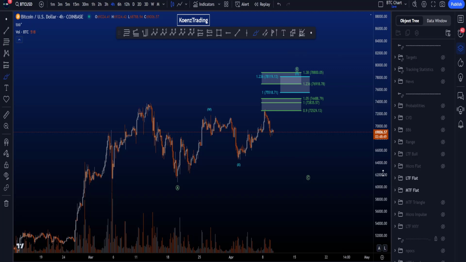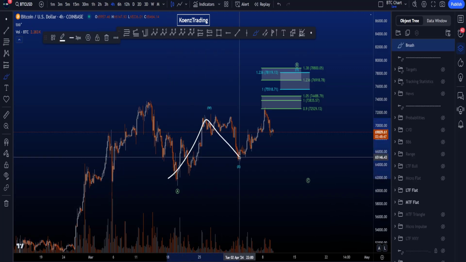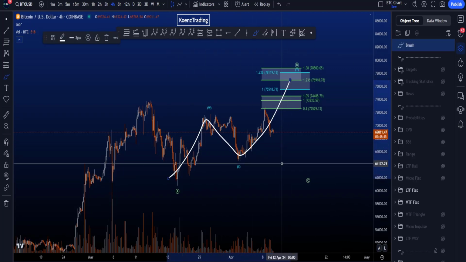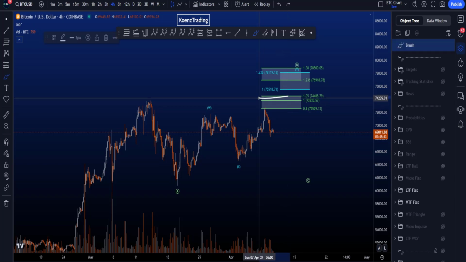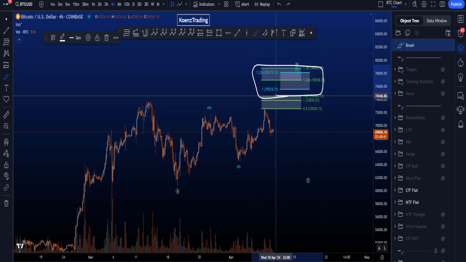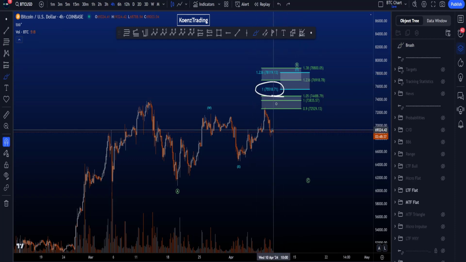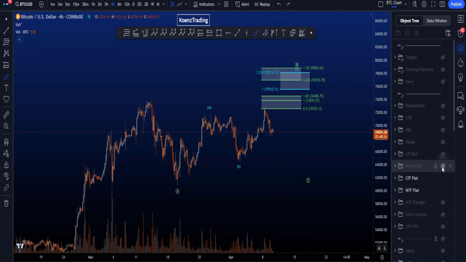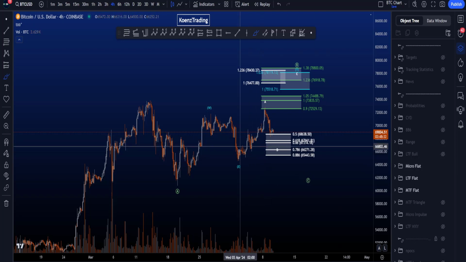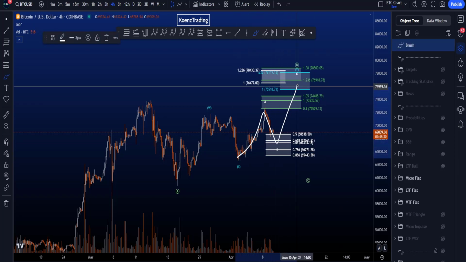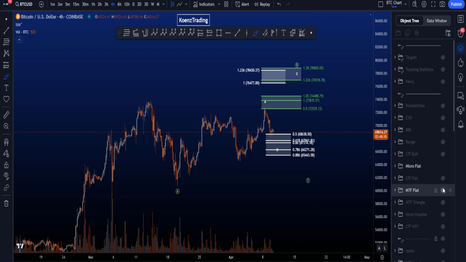Inside wave B, we are then looking for a W, X and a Y structure. And in wave Y, we are then looking for this target area which has overlap with wave B. So that's quite nice, 75.5k, 78.1k. And inside wave Y, we are looking for an ABC, a 5-3-5 structure to the upside to reach the target area of Y as well as the target area of wave B. You can see there's nice overlap here between the different target areas. That is preferred. That's what we like to see.